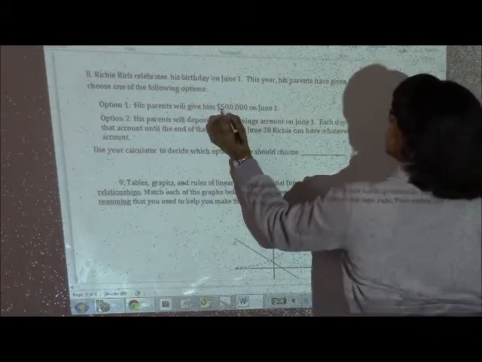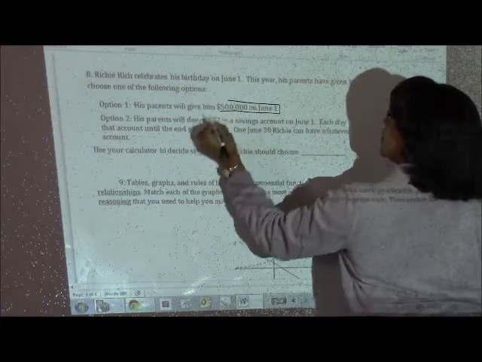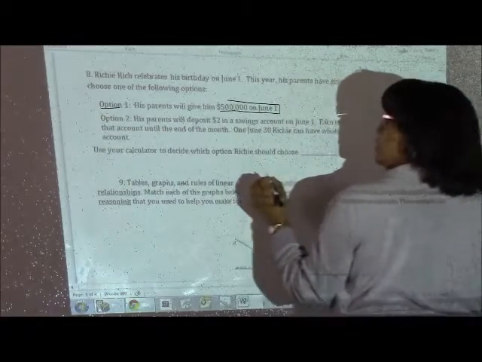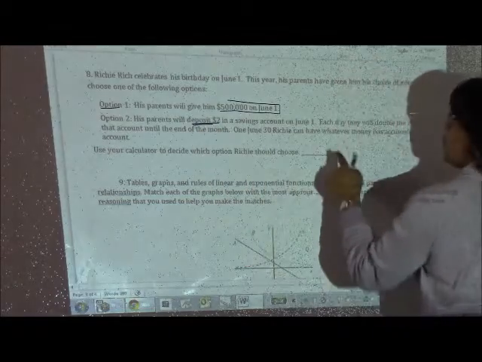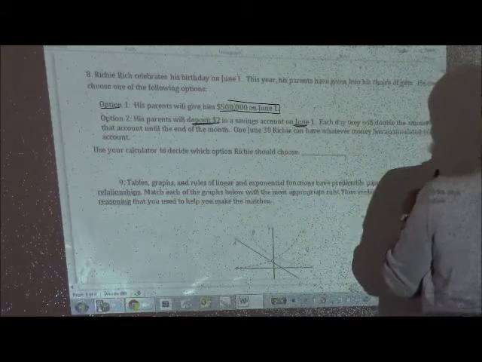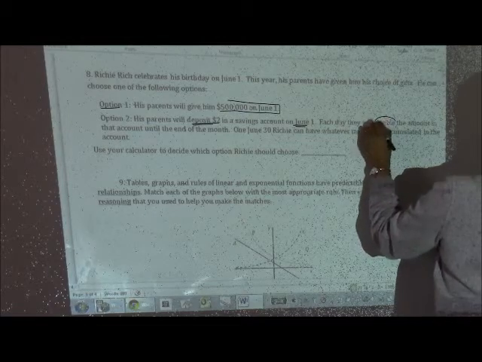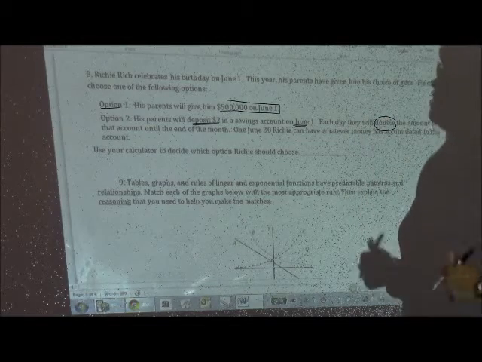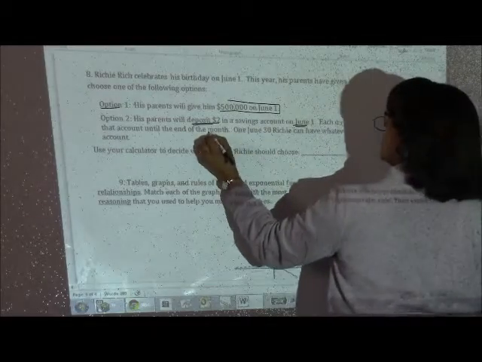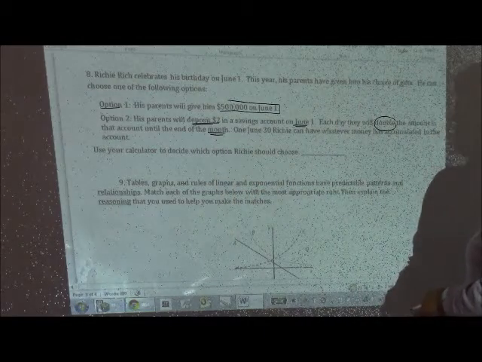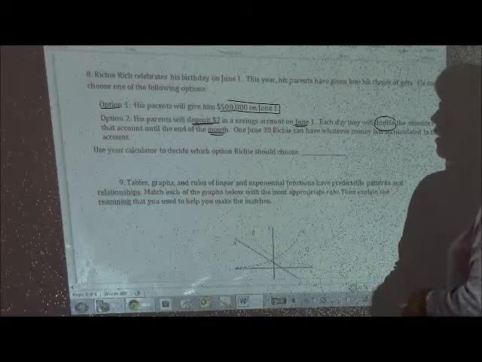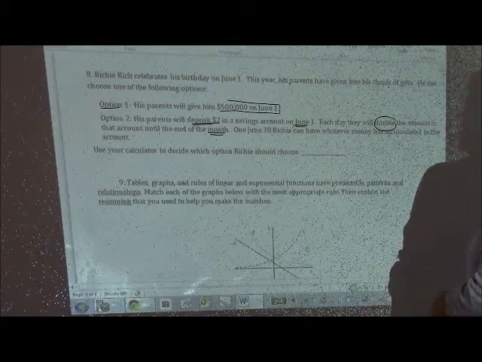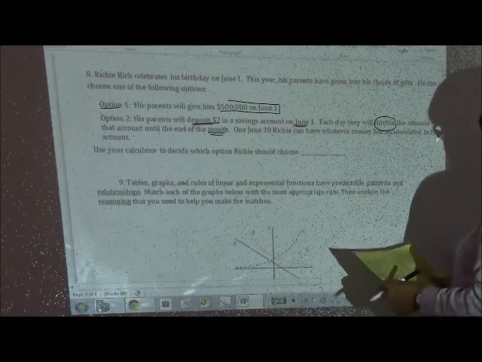Okay, so his parents will give him $500,000 on June 1st. That's option 1. Option 2, his parents will deposit $2 in a savings account on June 1st, and then each day they will double the amount in this account until the end of the month, okay? So on June 30th, Richie can have whatever money he has accumulated in the account. So we want to use the calculator to decide which option Richie should choose.